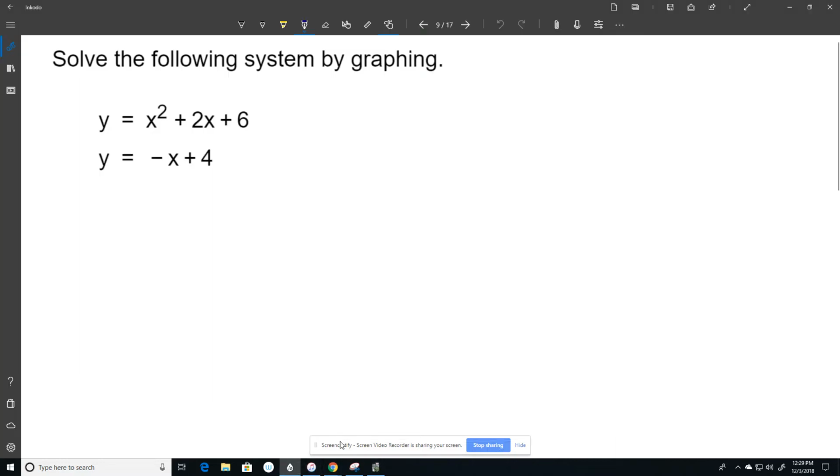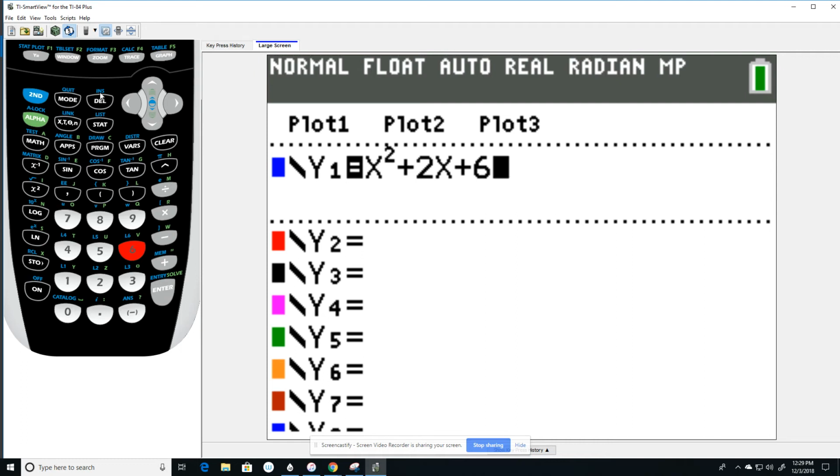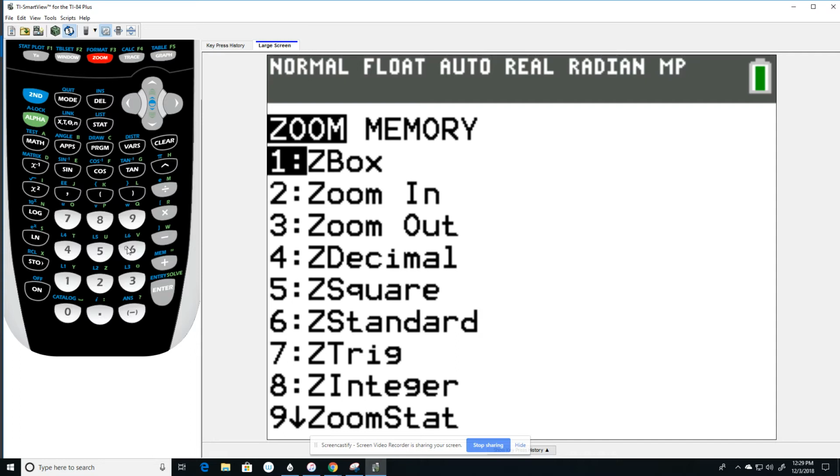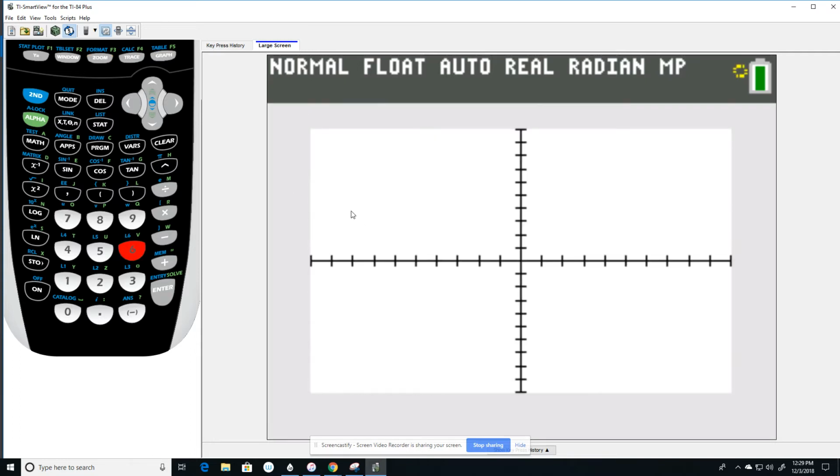Did I copy that down right? x squared plus 2x plus 6. And then negative x plus 4. So then my next equation is going to be negative x plus 4. Please don't put minus x plus 4 or it'll give you a syntax error. I want to do a standard zoom. So when I graph this, there's my parabola.